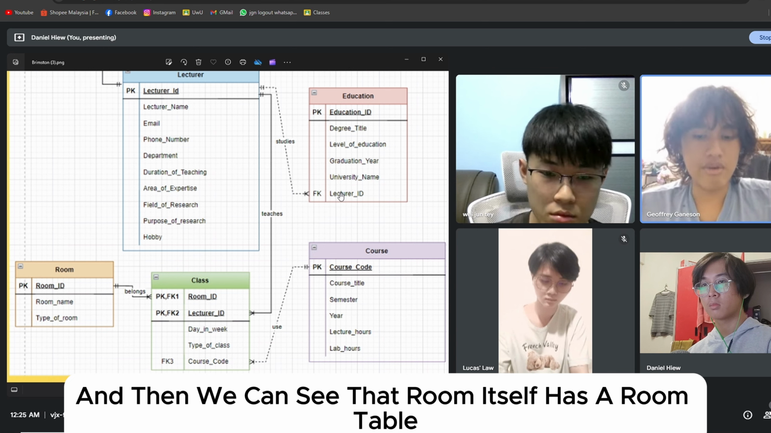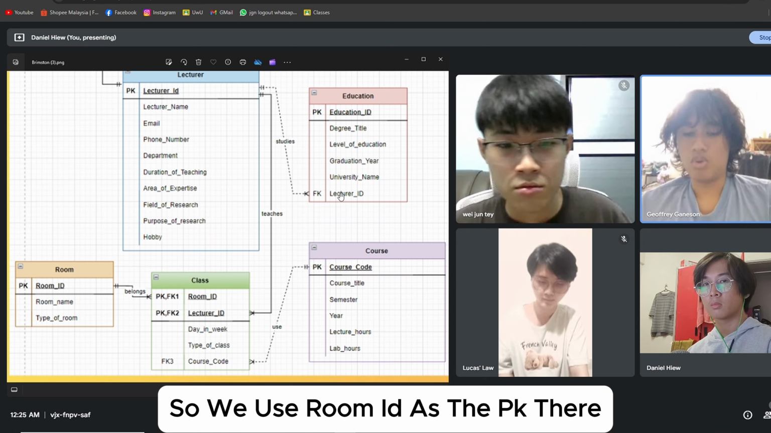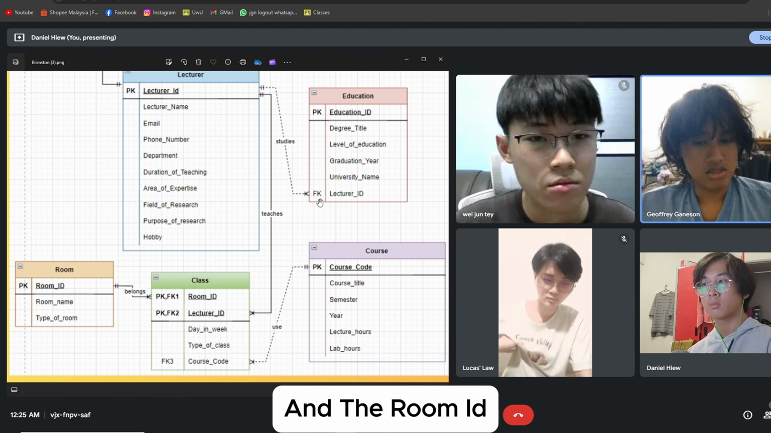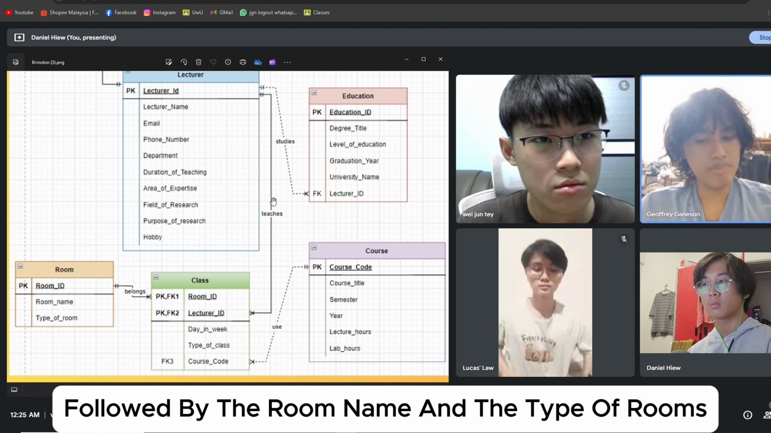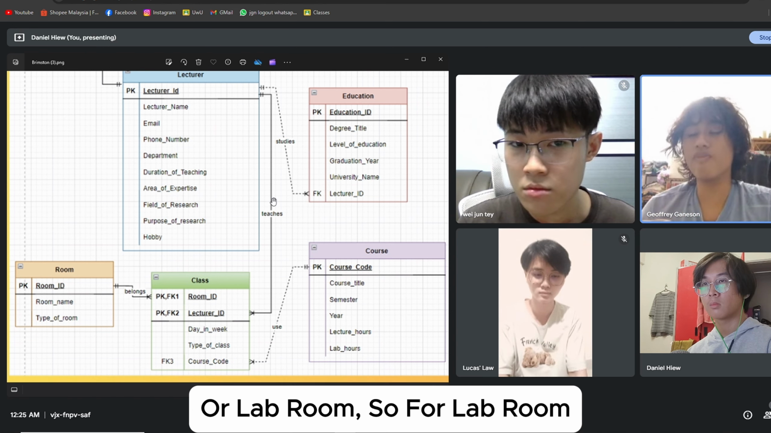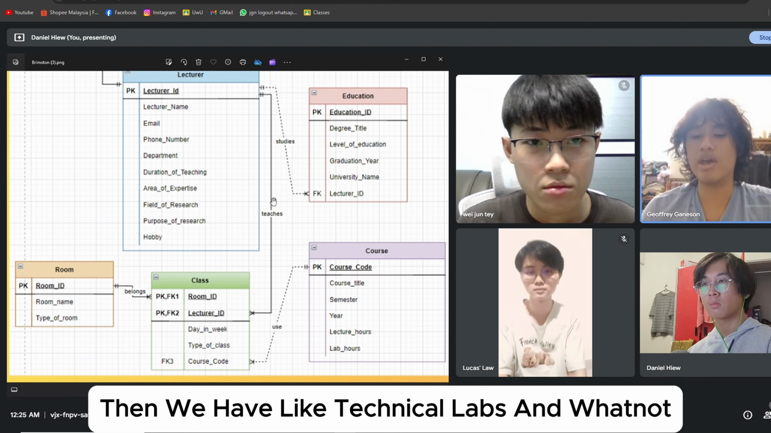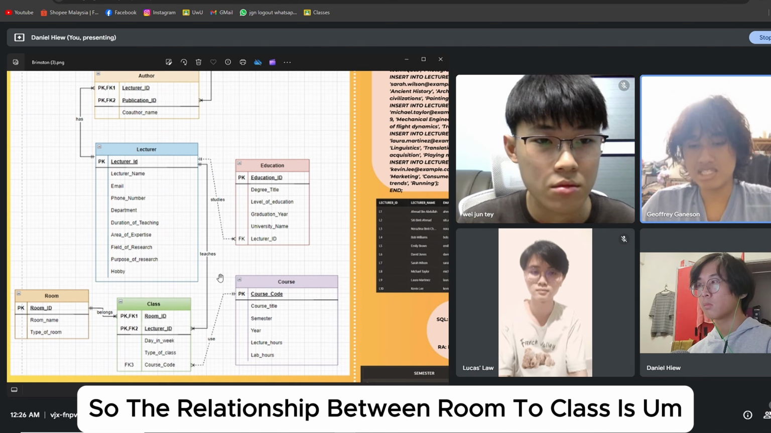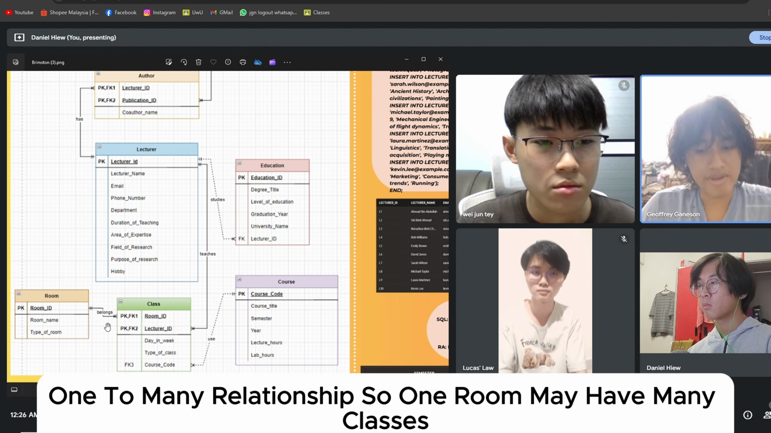And then we can see that room itself has a room table. So we use room ID as the primary key there, and the room ID is followed by the room name and the type of room. So the type of room will be maybe a lecture room or a lab room. So for lab rooms, then we have technical labs and whatnot. And so the relationship between room to class is a one-to-many relationship.